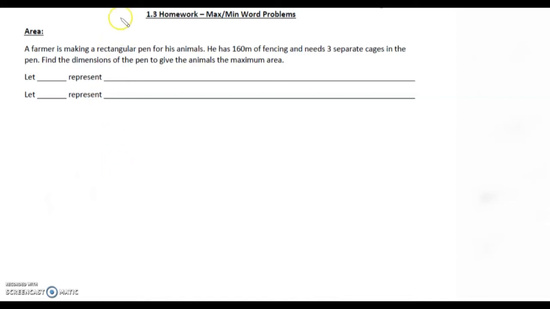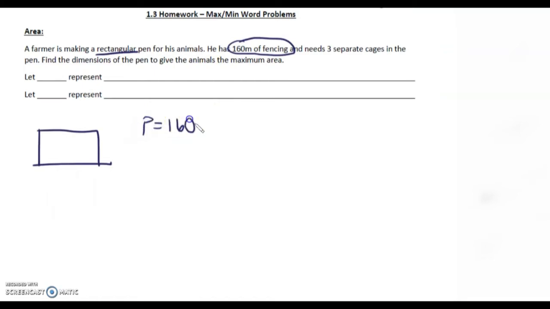Okay, homework 1.3, max min word problems. So for the area example, a farmer is making a rectangular pen for his animals. Okay, so already I'm thinking rectangle. He has 160 meters of fencing. So already I'm thinking perimeter is 160.